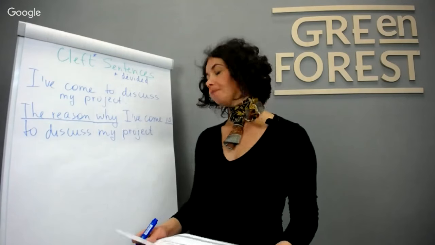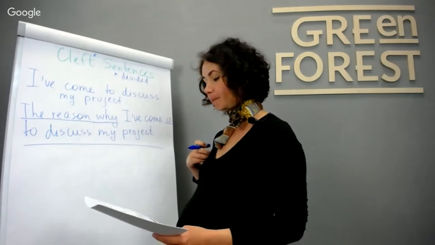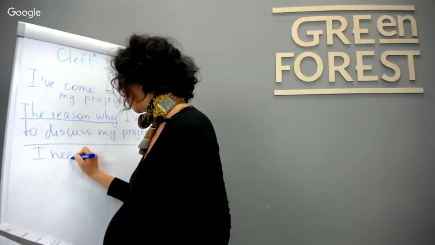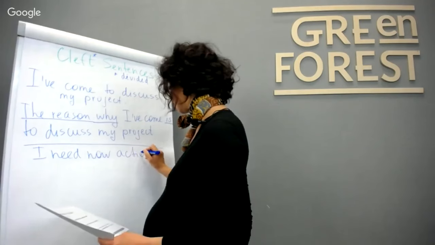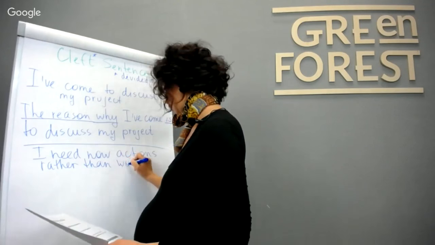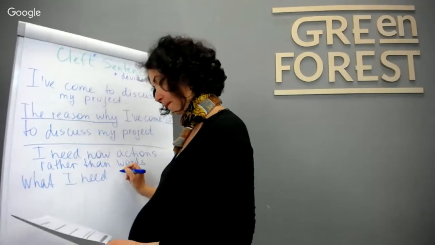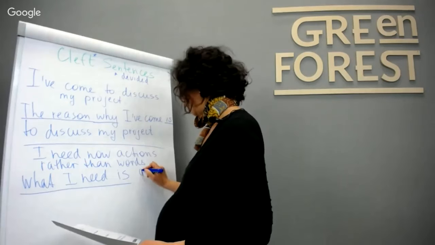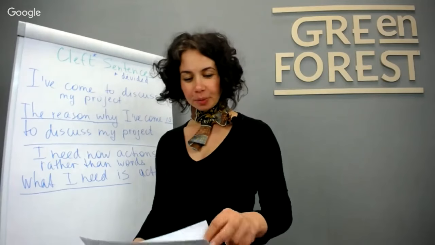Also, I want you to pay attention that very often in cleft sentences, we can use what. For example, we have here a normal sentence: I need now actions rather than words. We can say, what I need is actions rather than words. This is our cleft sentence. This is about what I wanted to tell you.